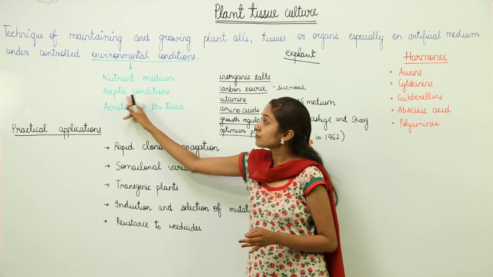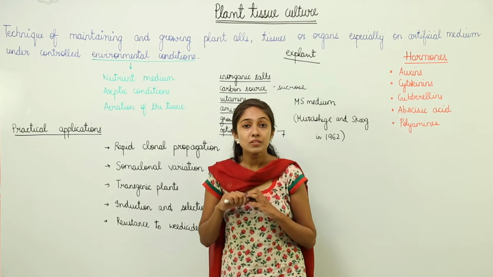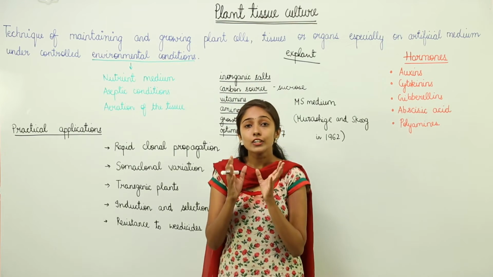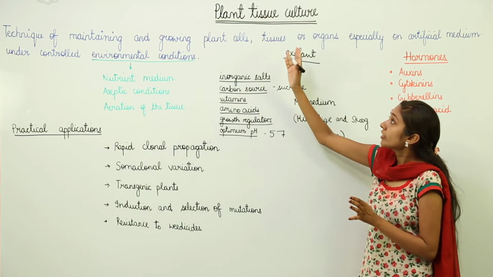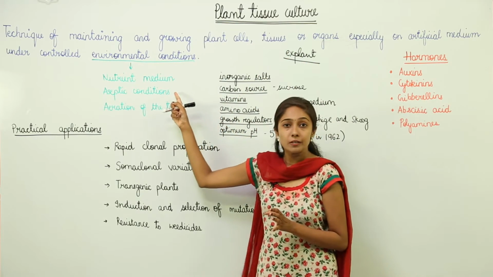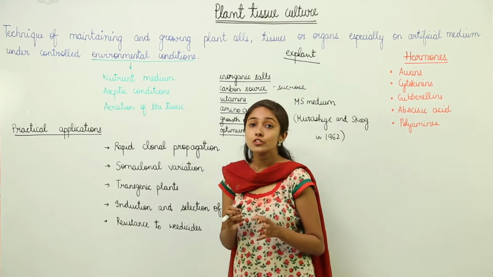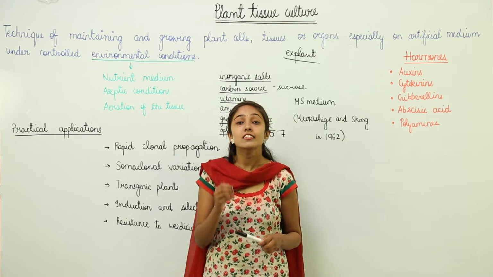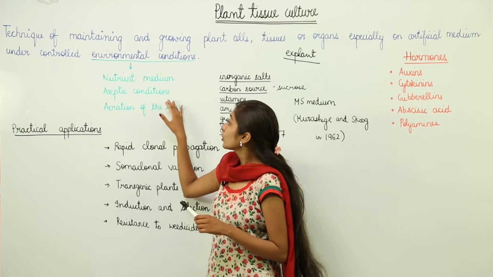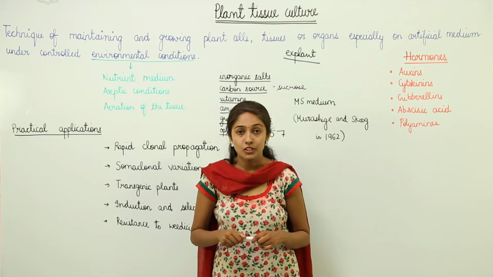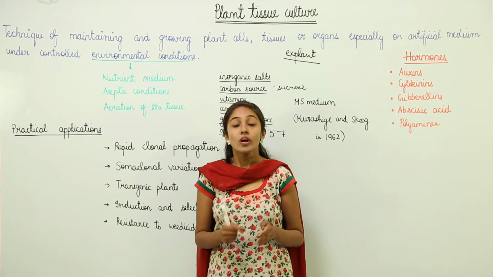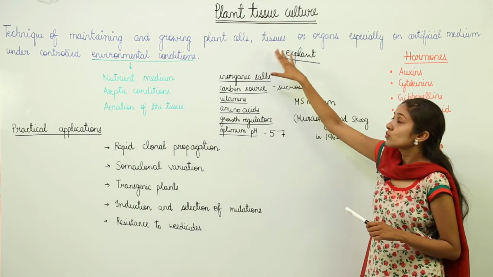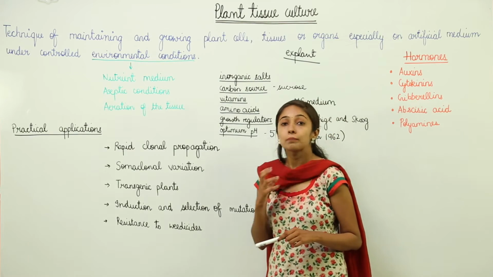Next, we have aseptic conditions. These aseptic conditions are very important. When we are growing the plant cells, tissues or organs on a nutrient medium, this nutrient medium is rich in sugars. So when it is rich in sugars, it is going to lead to the growth of other microorganisms. When microorganisms grow, they can kill or cause harm to the cells, tissues or organs that are growing to form a plantlet.